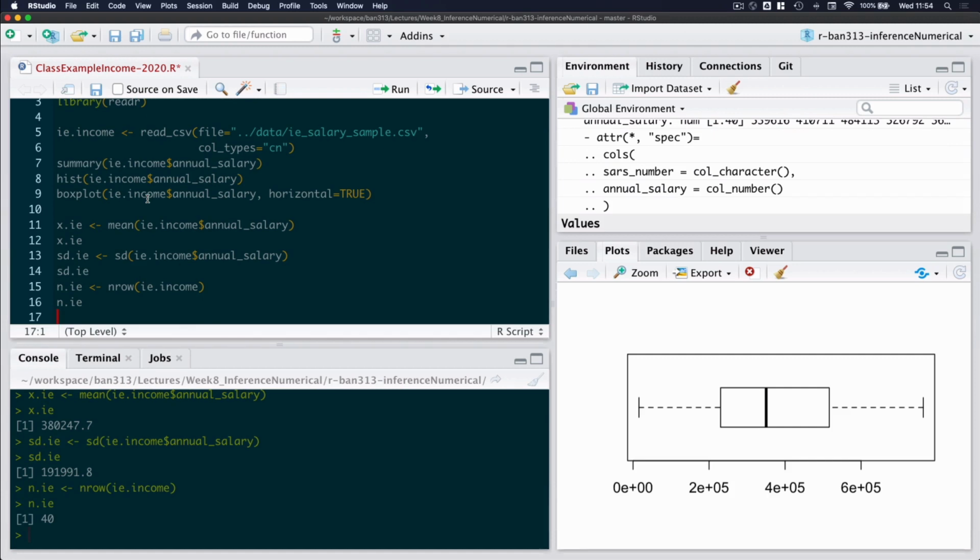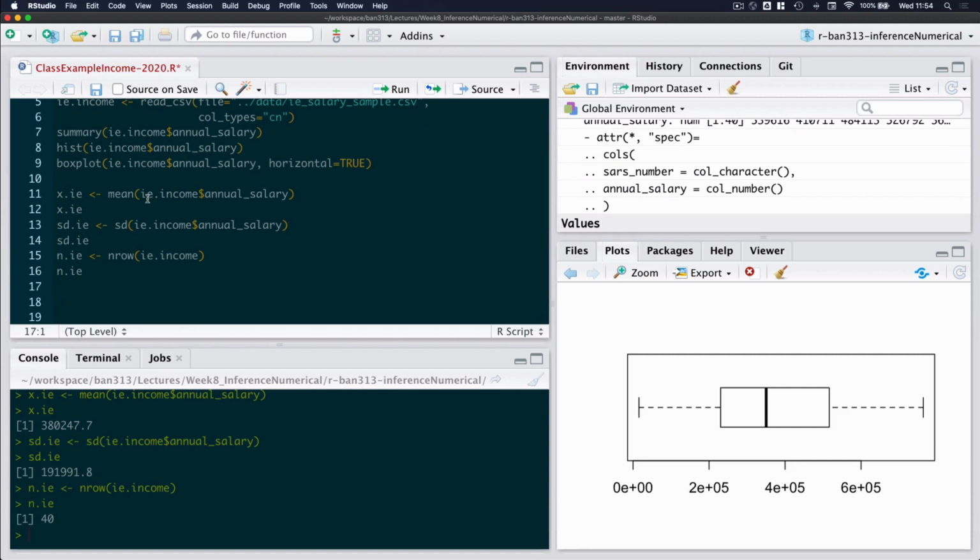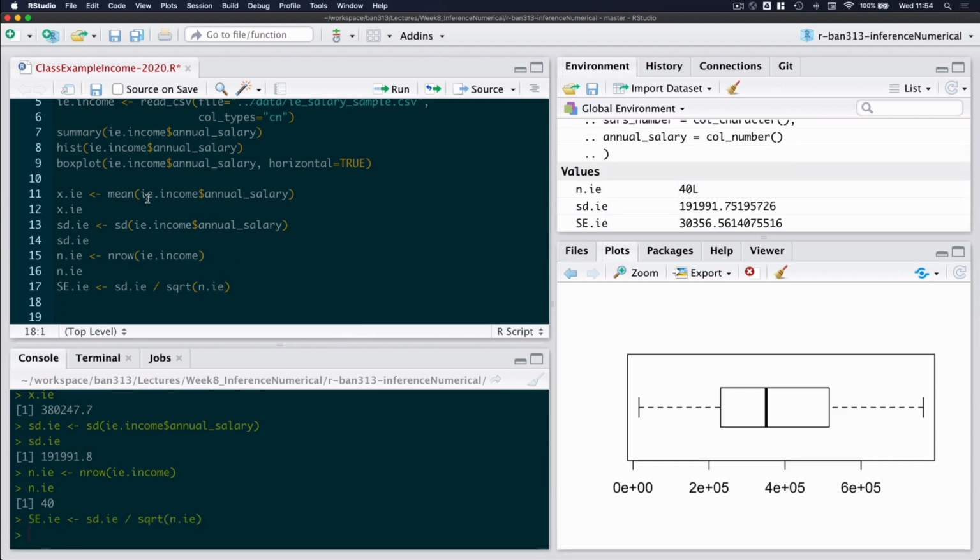Right, so I have 40 observations. So I now can carry on to calculate the standard error for the industrial engineers, and that is simply the sample standard deviation divided by the square root of the number of observations. To calculate a t star value, let's make this specifically for industrial engineers.